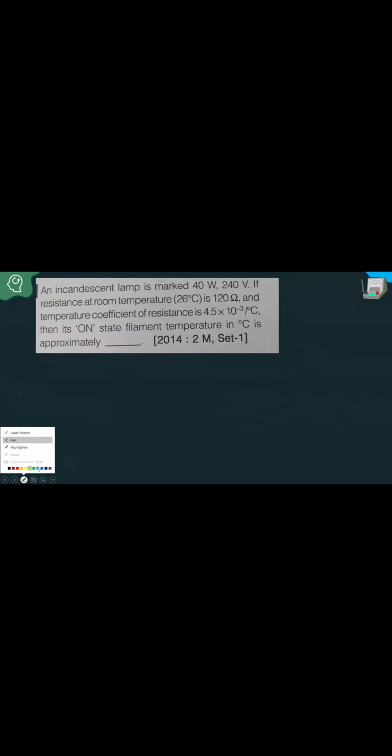This is a 2 marks question asked in the GATE exam. Can anybody answer this? An incandescent lamp is marked 40 watt, 240 volts. If the resistance at room temperature of 26 degrees is 120 ohms, and the temperature coefficient of resistance is 4.5 into 10 to the power of minus 3 per degree centigrade, then you have to find its on-state filament temperature, the T2.